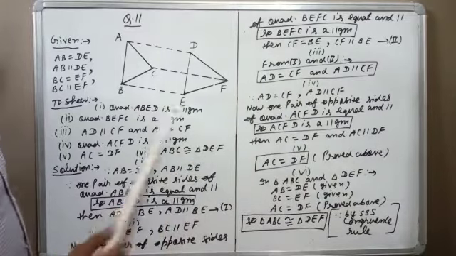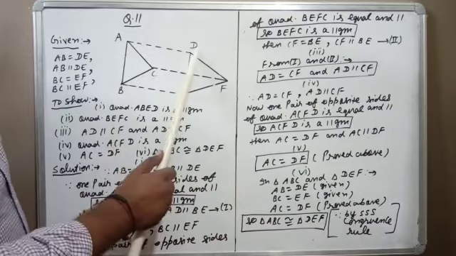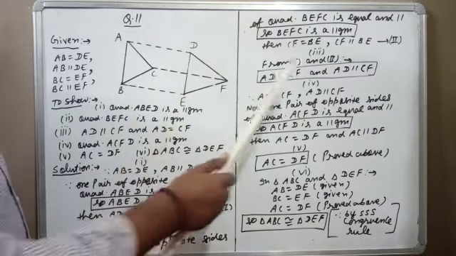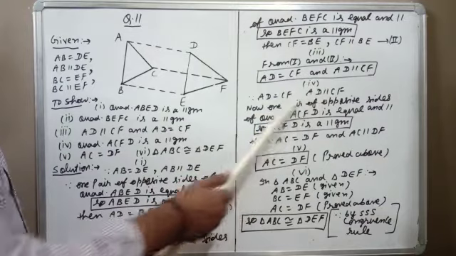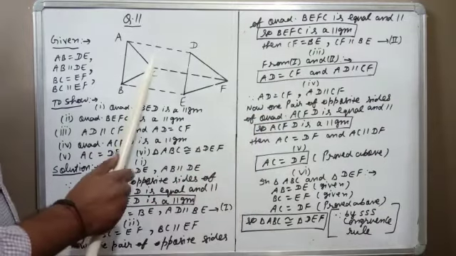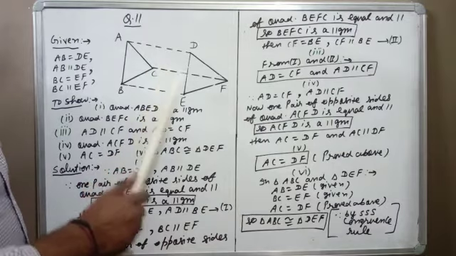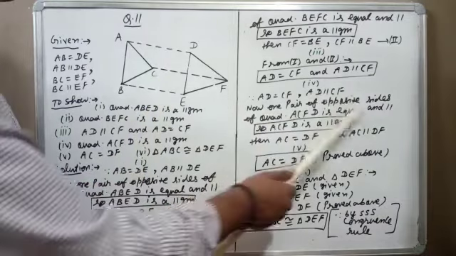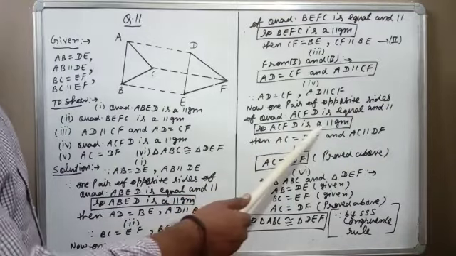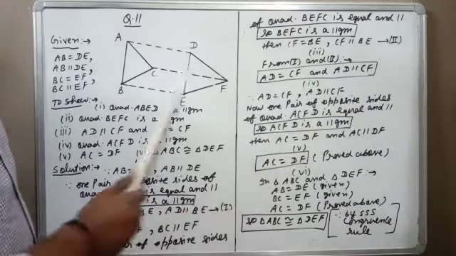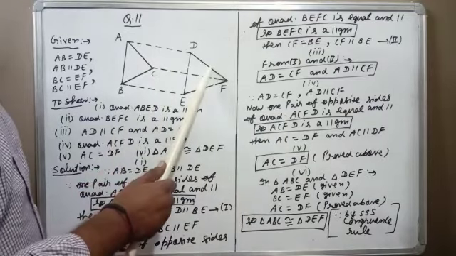Fourth part, we want to prove ACFD is a parallelogram. Let us check. We write AD equal to CF, AD parallel to CF, and AD and CF are again opposite sides. So one pair of opposite sides of quadrilateral ACFD is equal and parallel. So ACFD is a parallelogram. Again, we will write the extra step that AC equal to DF and AC parallel to DF.